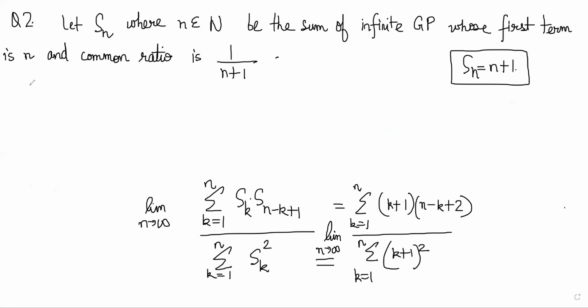Actually, the bottom part, if you just take s1 square, s2 square, s3 square like that, you just get 2 square plus 3 square. It's like a sum of squares, right? So you can put it as (n+1)(n+2)(2n+3)/6 minus 1, since it doesn't start from 1.